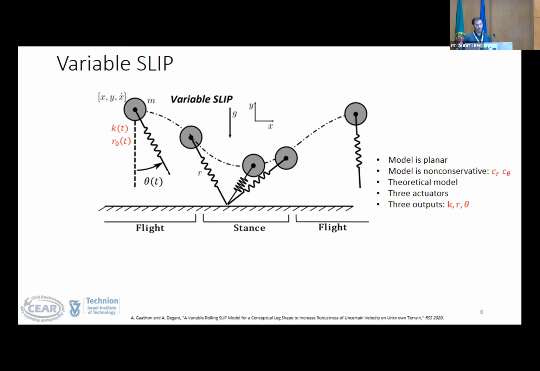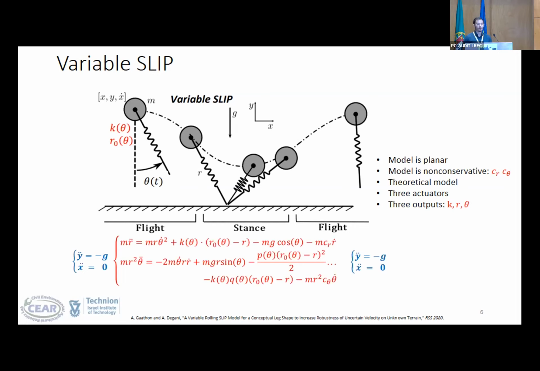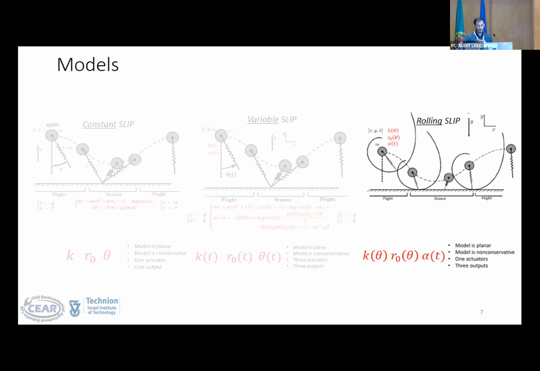So control-wise, we can pull that back a little bit by binding the leg stiffness and the leg length to the leg angle. And then we can also try to make this a little more accurate to reality by including damping. So now we have a still kind of complex model, 3 actuators, 3 outputs, and we have included damping. So let's see if we can make it even simpler by looking at our model, variable rolling SLIP.